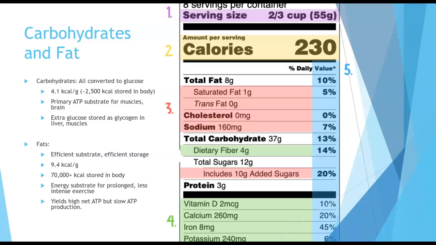Fat will yield the highest amount of ATP produced, but it's slow. Okay? Carbohydrates are like, you need it, I can get it to you. I can get it to you quick. Fat is the turtle, right? It's slow and steady wins the race.